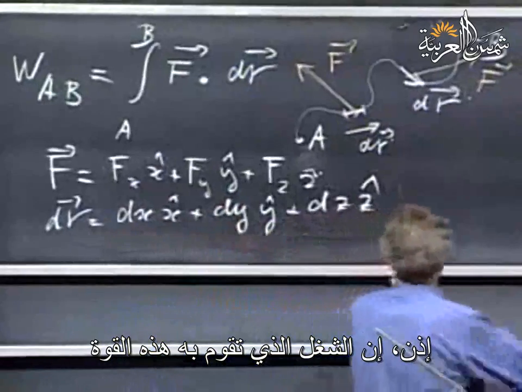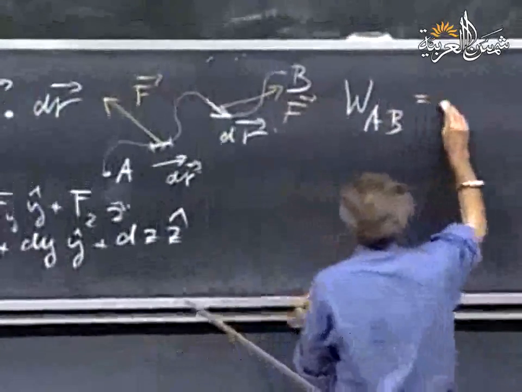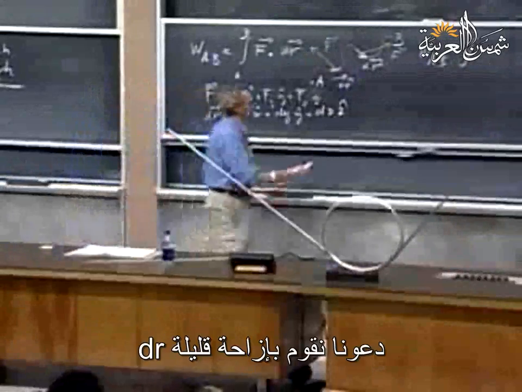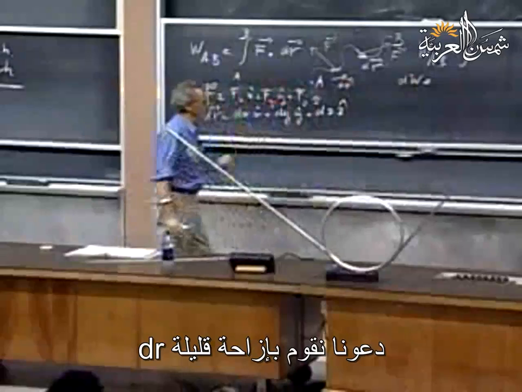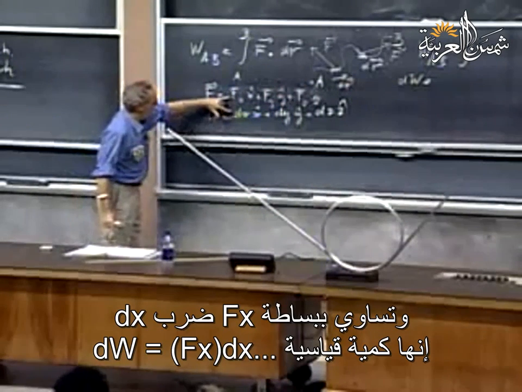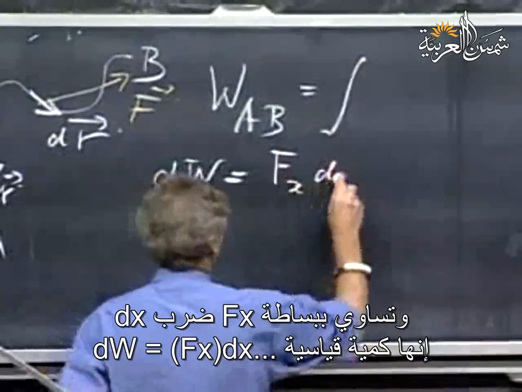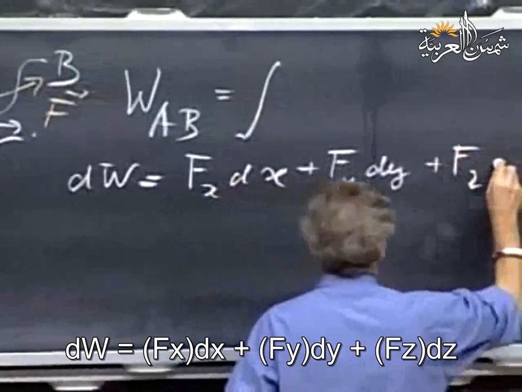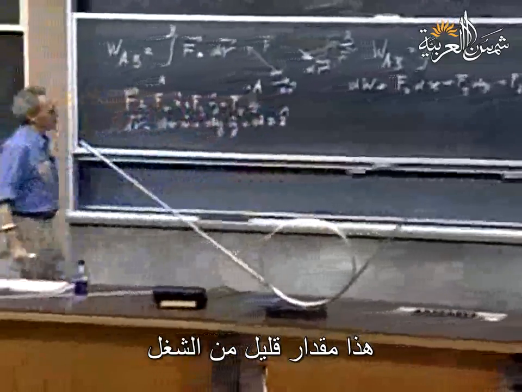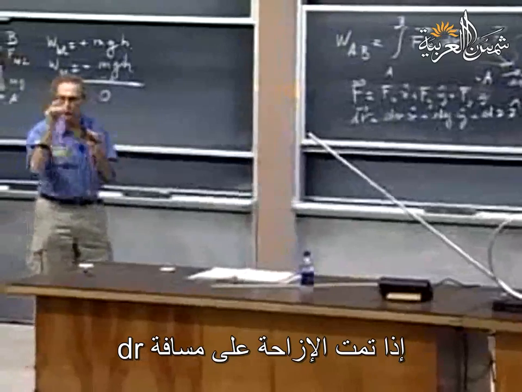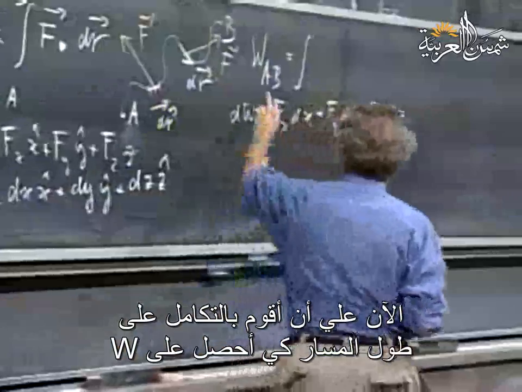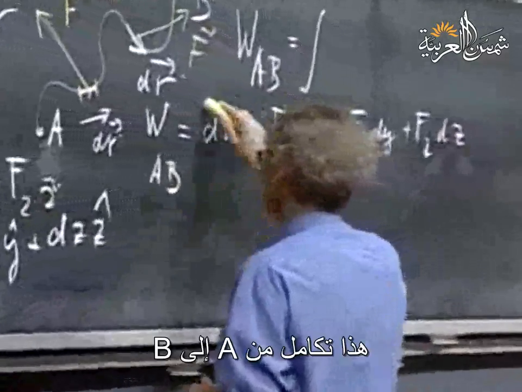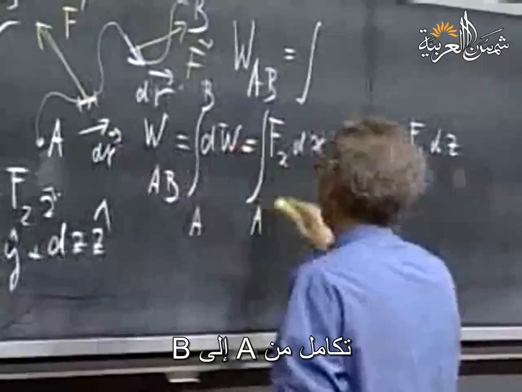So the work that this force is doing when it moves from A to B is the integral of this F dot dr. Let's first take a small displacement dr, then I get dW, that is simply fx times dx, the scalar, because this is a dot product, plus fy dy plus fz dz. That is a little bit amount of work if the force is displaced over a distance dr. Now I have to do the integral over the entire path to get W from A to B. That's an integral going from A to B.